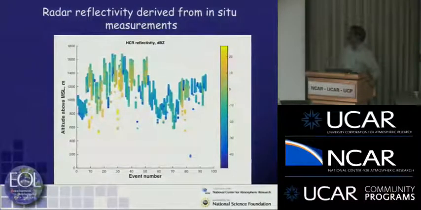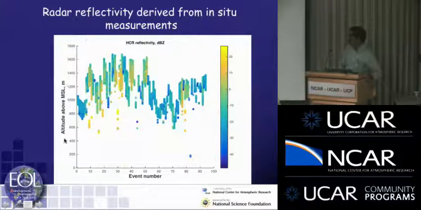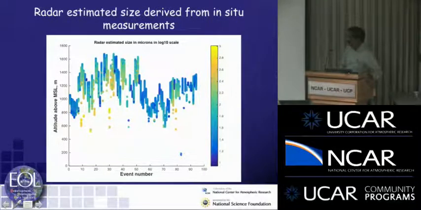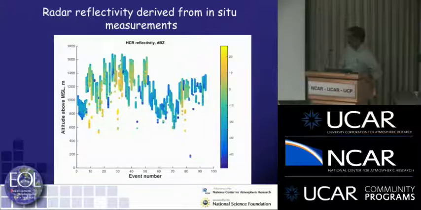This is the HCR backscatter measurement, shown here again with the same height, but the event number here. As we see, the HCR reflectivity values are much lower in the case of small droplets here, around minus 30 dBz or so.